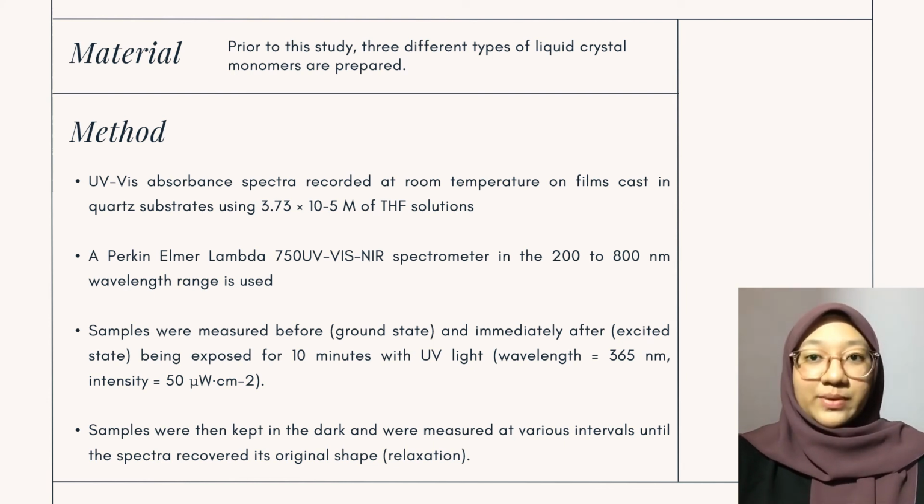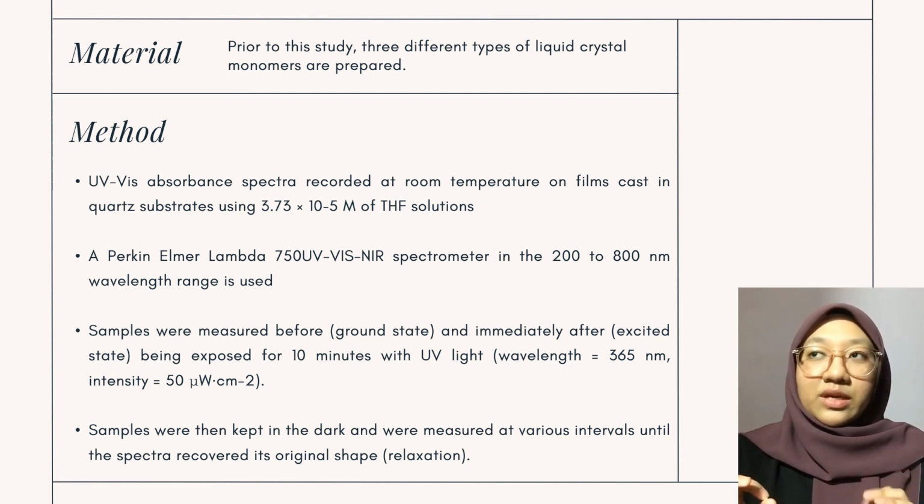The absorbance spectra of UV-Vis are recorded on film cast on quartz substrate at room temperature. The absorbance spectra are recorded with concentration of 3.73 times 10 to the power of -5 of tetrahydrofuran solutions. The UV-Vis absorbance spectra use the spectrophotometer in the 200 to 800 nm range of wavelength. The liquid crystal monomer samples are measured before and immediately after being exposed to UV light.